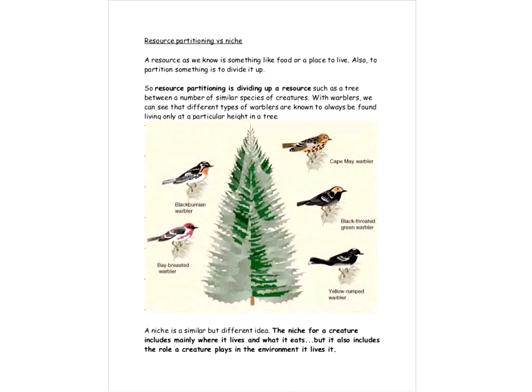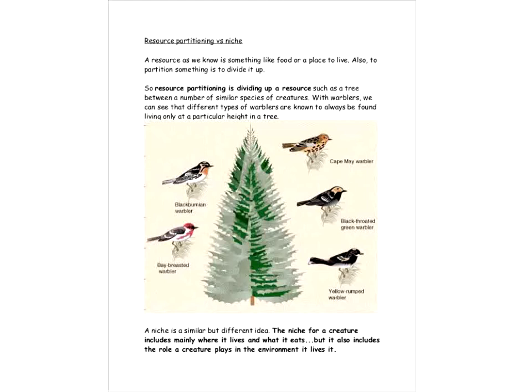It's always similar species of creatures. And so if you look at the type of birds called warblers, you can see there's different types of warblers. They're always known to be found living at a particular height in the tree. So these warblers are always found at an exact height, or pretty much exact height. And that's pretty cool when you think about it, that the Cape May warbler in the upper right-hand corner is always found in the upper right-hand corner of the tree. And you look at this bay-breasted warbler, it's always the lower part of the tree on the left-hand side. Well, maybe not the left-hand side, but a certain height, right?